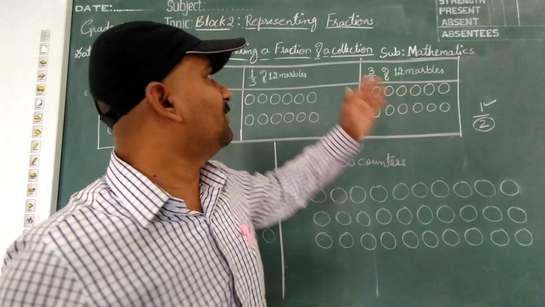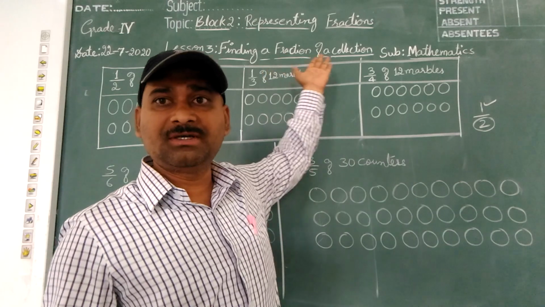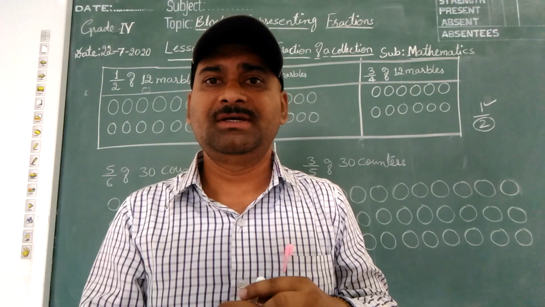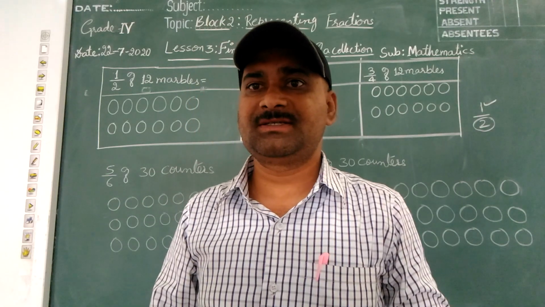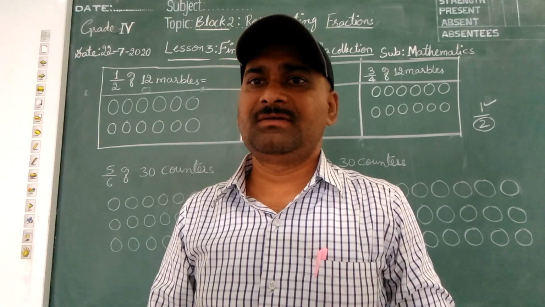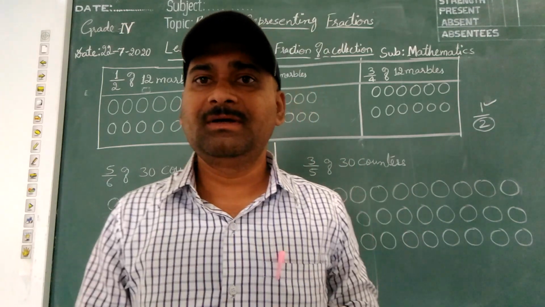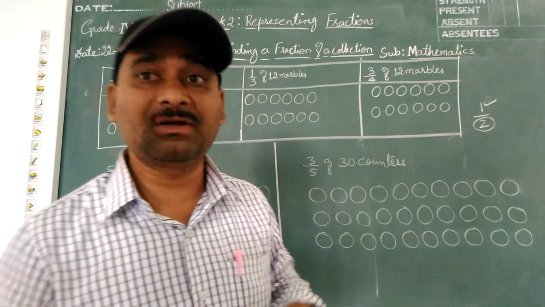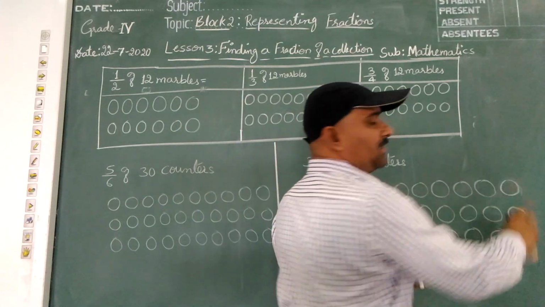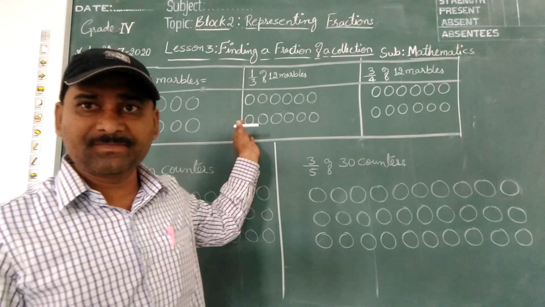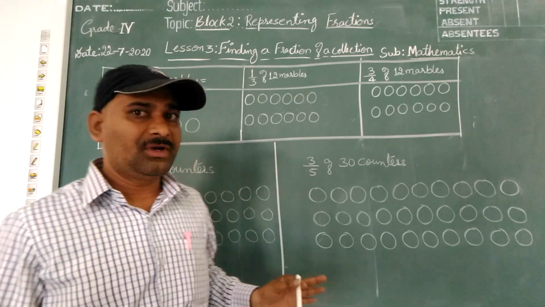So such type of fractions we will find from the collection of objects, from the collection of things. Let us discuss this with many examples. I will give you many examples here, so things will be more cleared, concepts will be more cleared after explaining these examples. Look here, children.